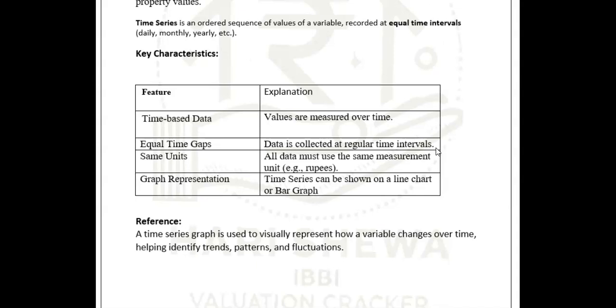Time interval is important. Each year the time interval should be equal. Many times one-mark MCQs come: what item is important for time series? In an MCQ, time interval is the most important. Same units: all data must use the same measurement units also. A graph representing a time series can be shown on a line chart or bar graph.